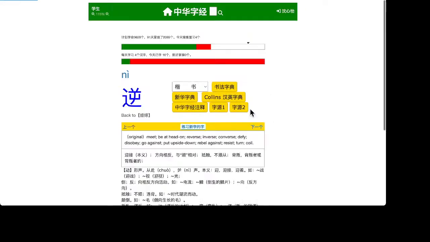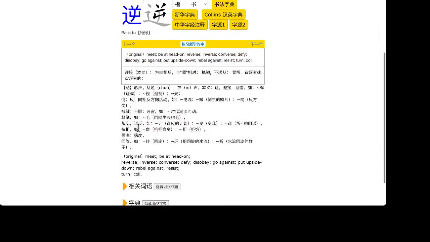Now next one, 逆. 逆 means the original meaning is meet something, or meet something head on. Okay, face to face, head on, you confront. So that's the original meaning. And because it means against, head on, it also means reverse or inverse or converse. Basically, just turn around, go against. Sometimes it means turn or coil. Okay, so call it 逆.